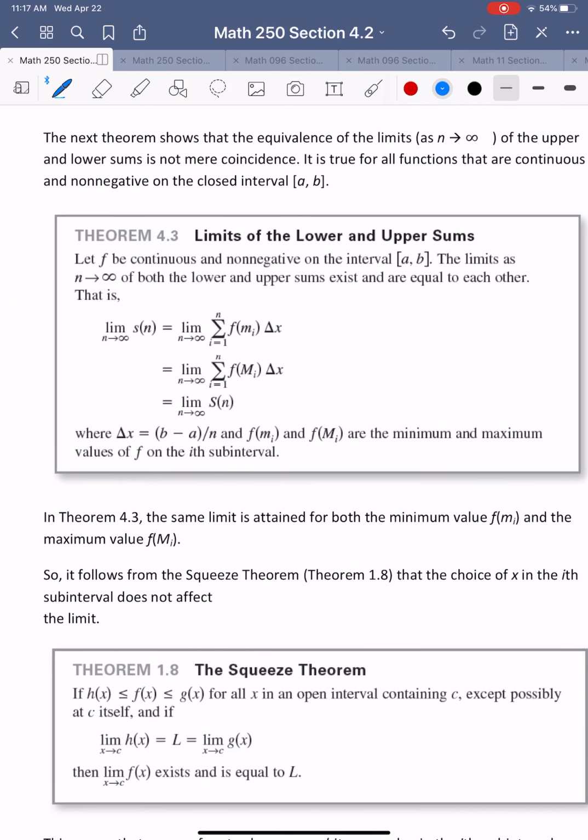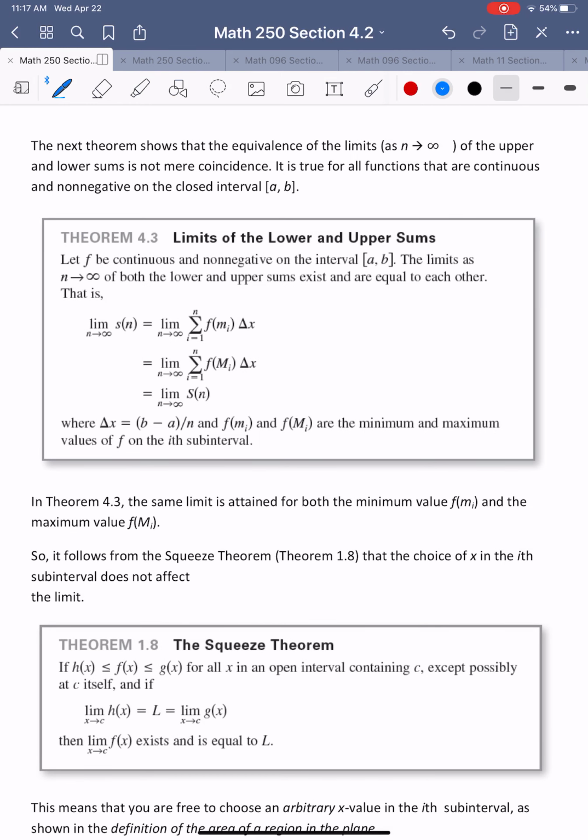The next theorem shows that the equivalence of the limits, as n approaches infinity, of the upper and lower sum is not mere coincidence. It is true for all functions that are continuous and non-negative on the closed interval a to b. So Theorem 4.3, the limits of the lower and upper sum: if f is continuous and non-negative on the interval a to b, the limit as n goes to infinity of both the lower and upper sum exist and are equal to each other.